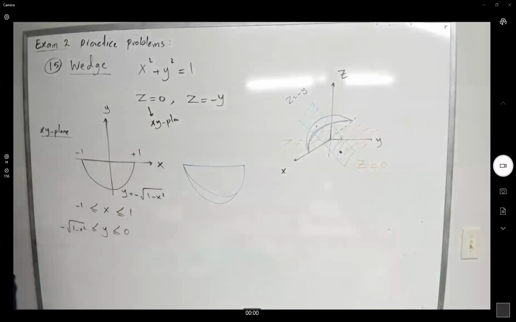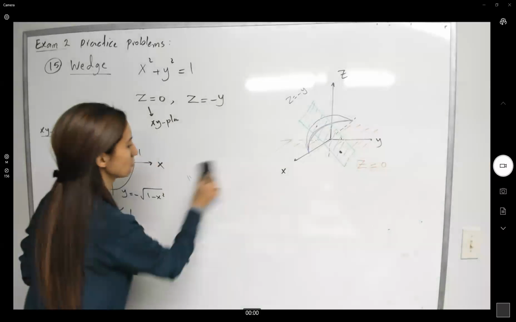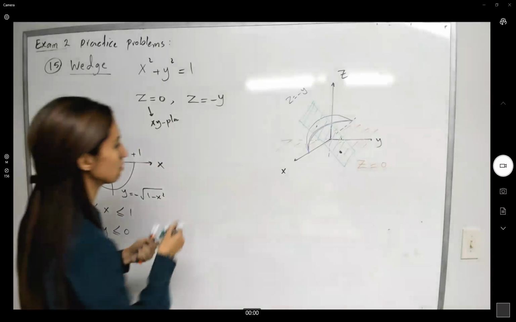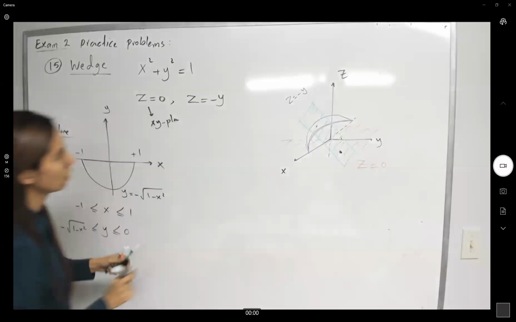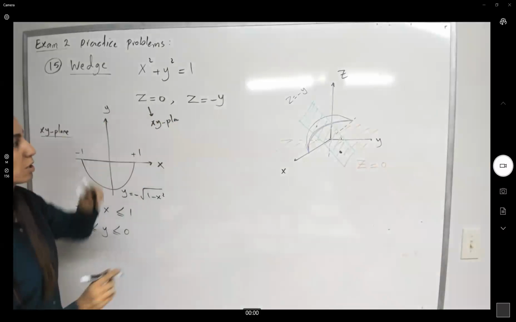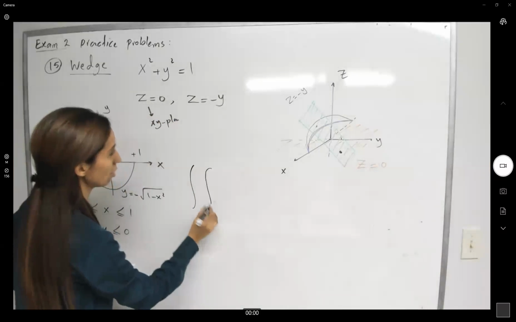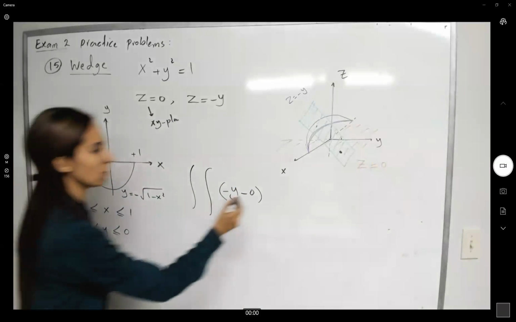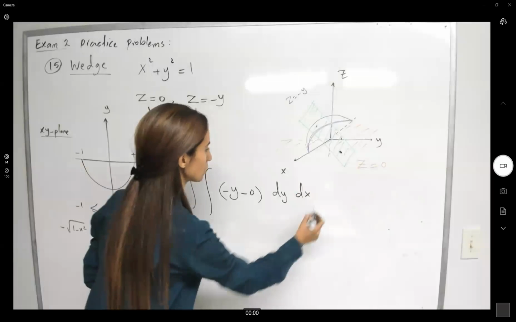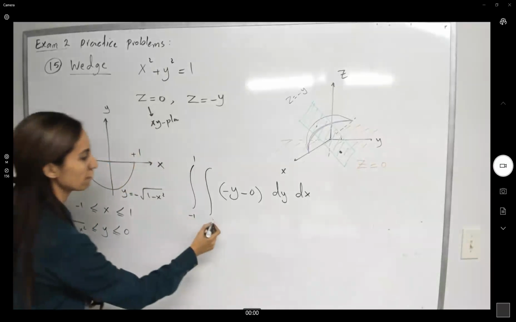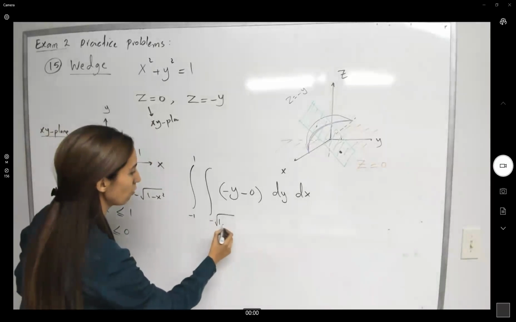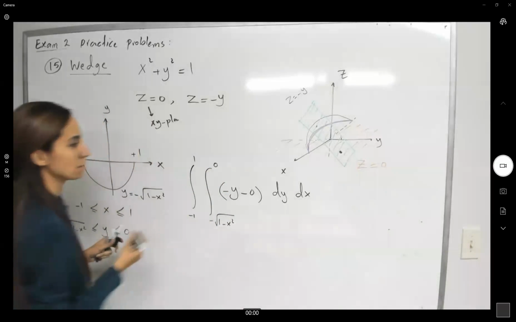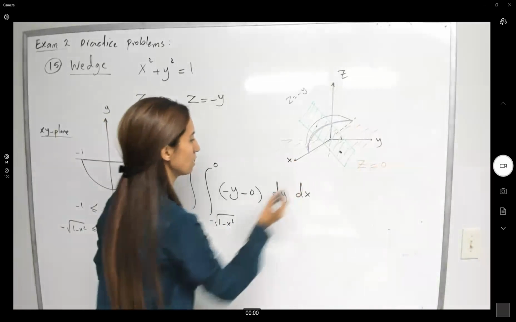So the way that you can set this up is you can say that my z is bounded between negative y on top and 0 down below. So you get the iterated integral, for example, negative y minus 0, and then here you can have your dy dx, where x is bounded between negative 1 and 1, and y is bounded between negative square root of 1 minus x squared and on top 0. This is one way that you can represent this iterated integral.